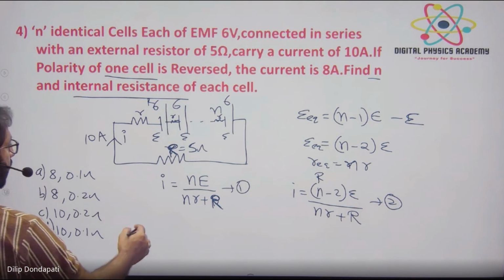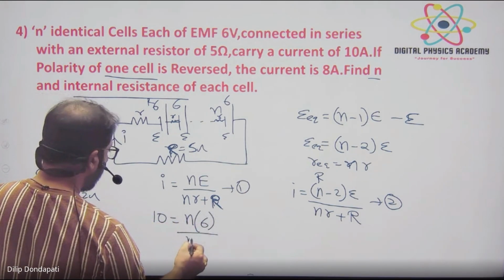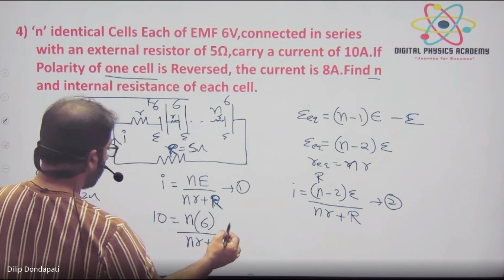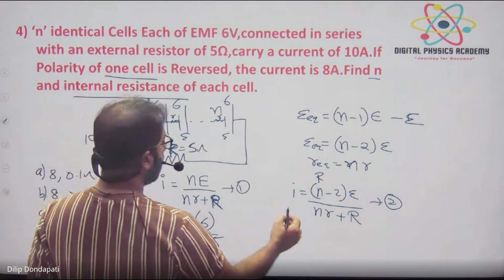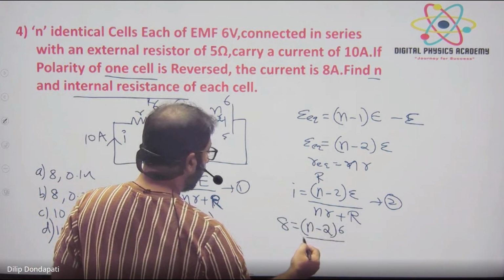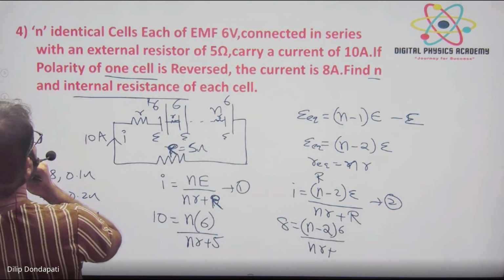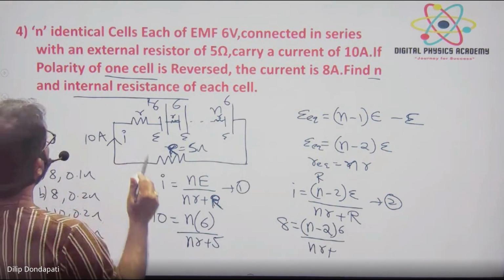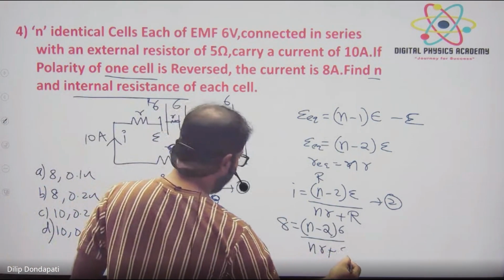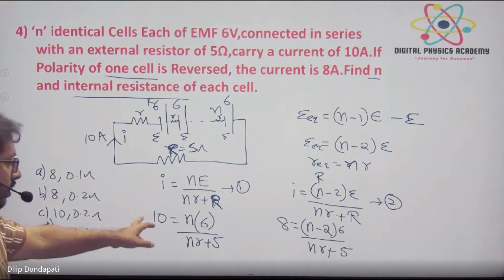In the first case, 10 amperes is given, n times E, 6, by nr plus R, where R is 5 ohms. This is the given. And in the second case, the current is 8 amperes, equal to n minus 2 times 6 only, by nr plus external resistance. In this case, anything carries a current of 8 amperes. Find n. We did not change anything, the external resistance is the same, 5. Now solve the two equations. Sir, D? Yes, this is the answer, 10, 0.1 ohms. So you have to solve both equations.